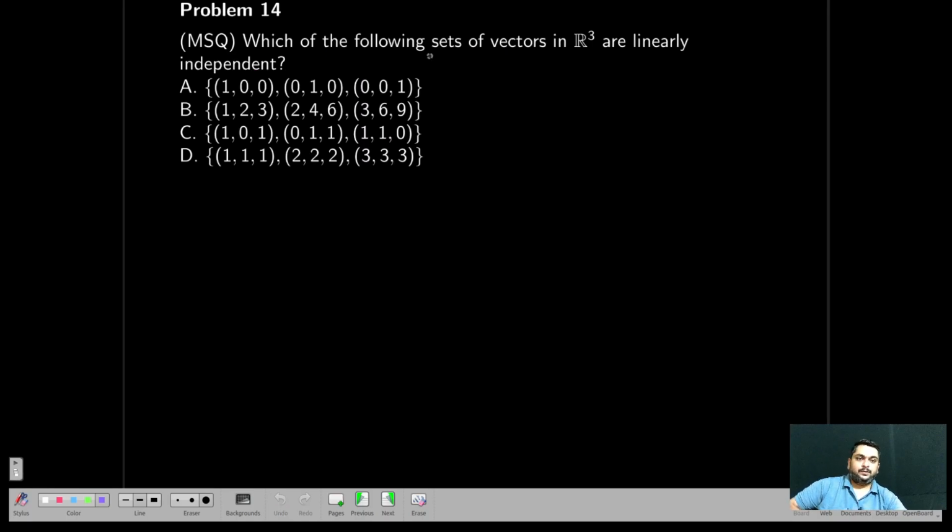Next. Which of the following sets of vectors in R cube are linearly independent? Again you check. 1 2 3, 2 4 6, it is 2 times the first column, so this is not correct. 1 0 1, 0 1 1, 1 1 0, if you check here, is it independent? Yes. Then 1 1 1, 2 2 2, 3 3 3, not independent, they are dependent. By seeing only you can tell, or you can apply that independence rule.